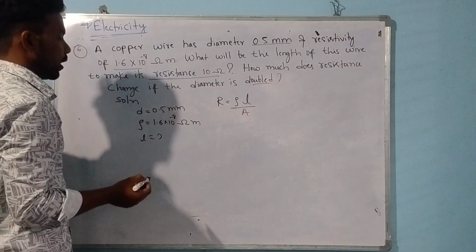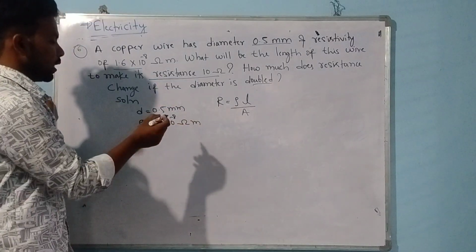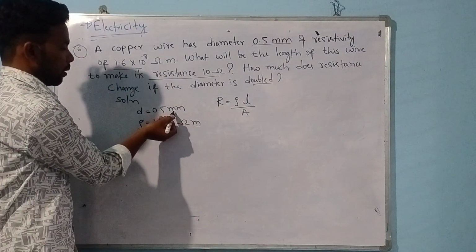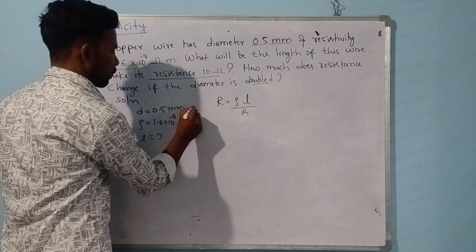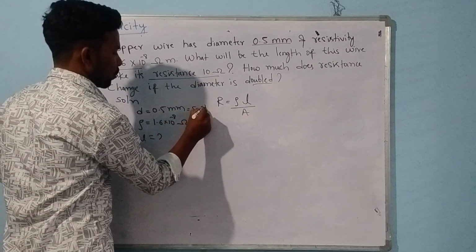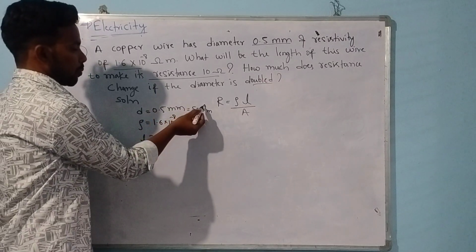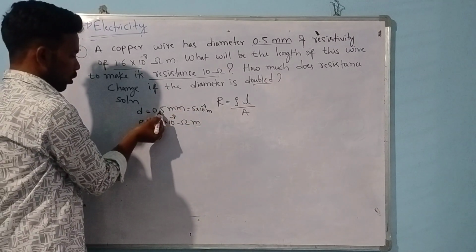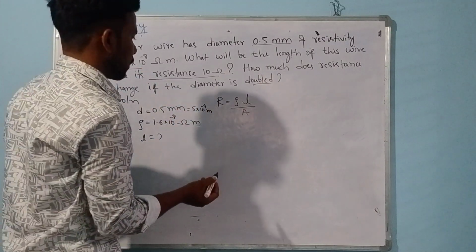This is the relation. Before proceeding into the solution, you have to check the SI units. Here it is meter, here millimeter. Let us make it convenient: 5 into 10 to the power minus 4 meter. To convert millimeter to meter, you take 10 to the power minus 3. So I converted 0.5 into 5, that's why I took minus 4. I hope you understand.